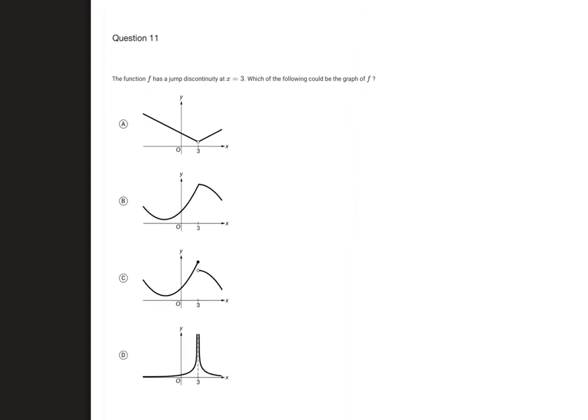Okay, next one. The function f has a jump discontinuity at x equals 3, which is the following graph of f. So boom, right there. So that's removable at 3. That's not even discontinuous at 3. That's continuous. There's a jump, and there's an infinite. So this is just recognizing graphs.